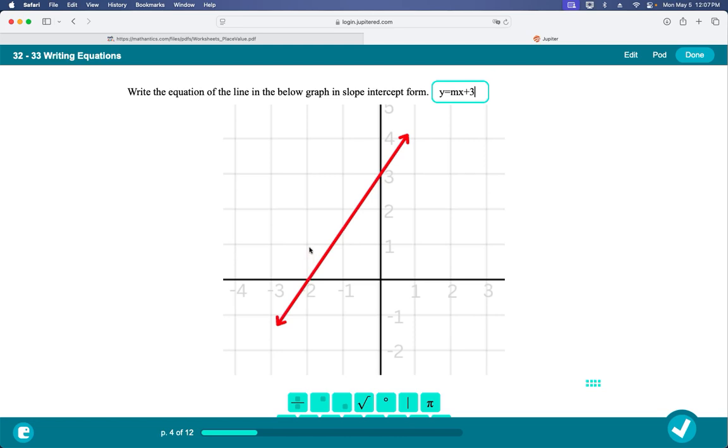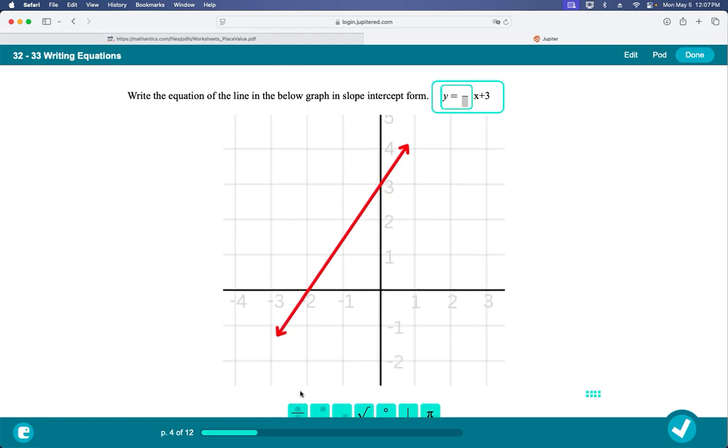So it looks like it's going up 1, 2, 3, and over 1, 2. So +3 up and then over 2. So this is going to be a fraction, 3/2. And then I can type the rest of that, x plus 3. And I'm just going to take the rest of this out. All right, so that should be correct. And it is. Y equals 3/2x plus 3.